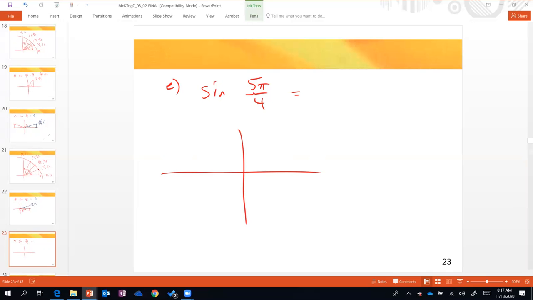Ooh, cool. Let's have fun here. Let's go. 5 is bigger than 4, so then I know it's bigger than pi. So I know it has to be bigger than the 180 degrees marker, right? It's in quadrant 3. All right, okay, I agree with that.